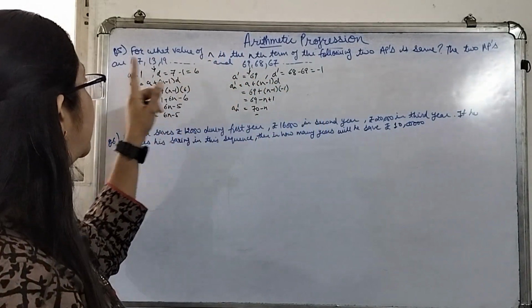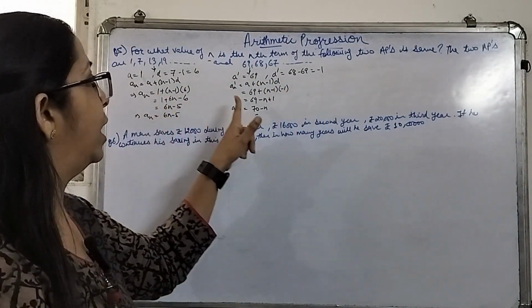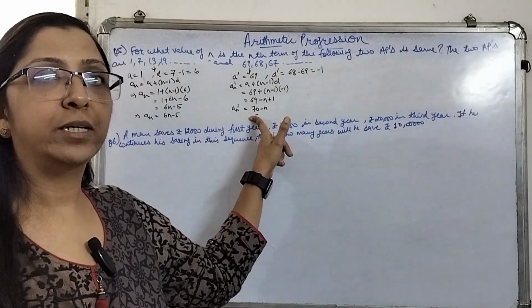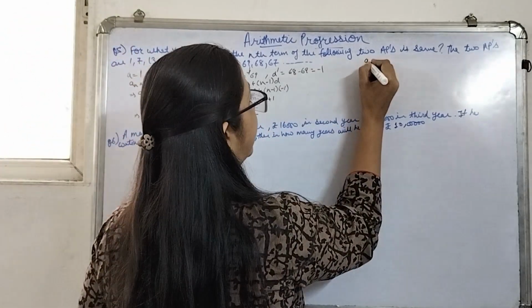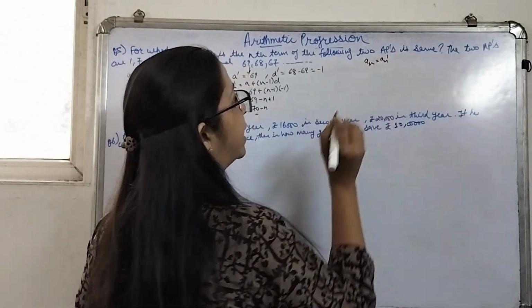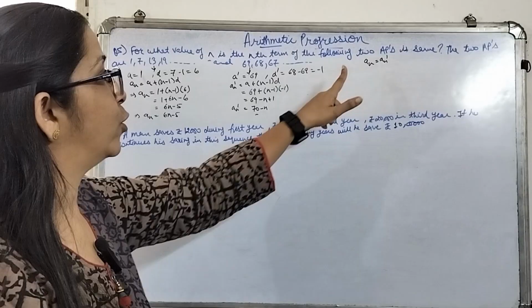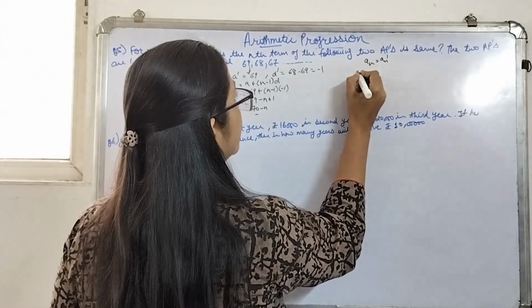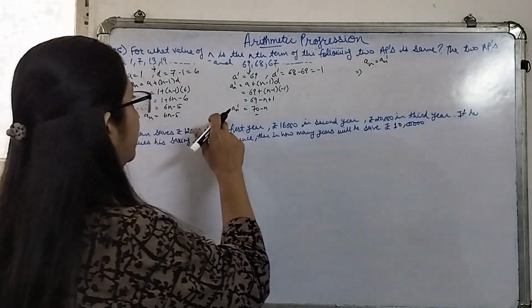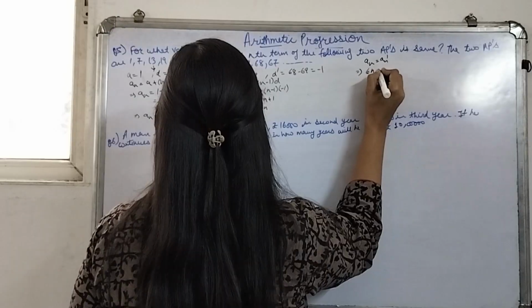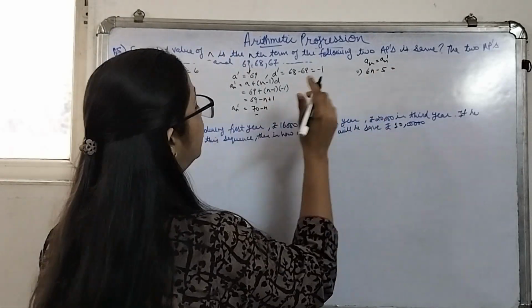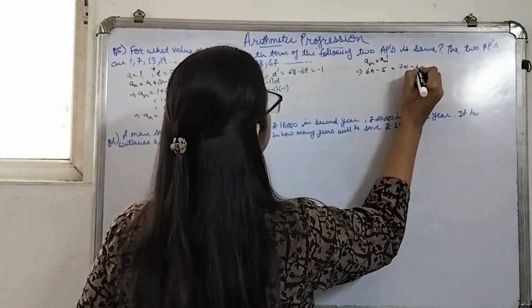Now according to the question, the nth term of this AP and the nth term of this AP should be equal. That means an is equivalent to an dash. We have to find the value of n here, so we will be equating these two. So it will be 6n minus 5, equivalent to 70 minus n.